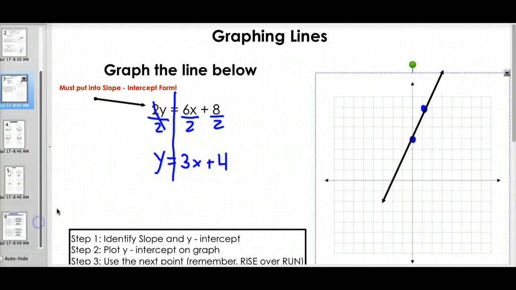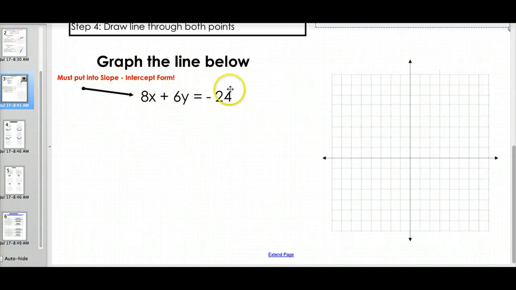Alright, let's try one more. Alright, so we're going to graph this line below, and once again, it's not in slope-intercept form. So we're going to have to move this around. Now, just as a little thing, this is called standard form. You might remember it, you might not, but this is in standard form. We got to put it into slope-intercept form.